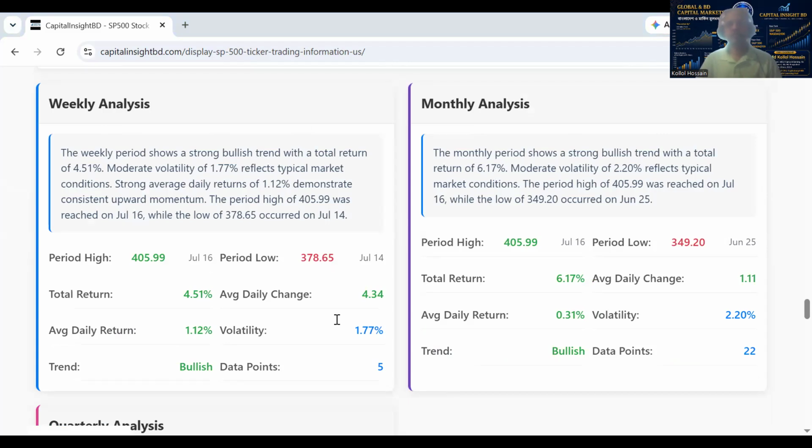Just select a different ticker from the drop down, click Go, and you will get the same complete analysis for any stock. This is perfect for portfolio management. You can compare which stock has the strongest trend, which is more volatile, which offers better returns, which has better risk reward.